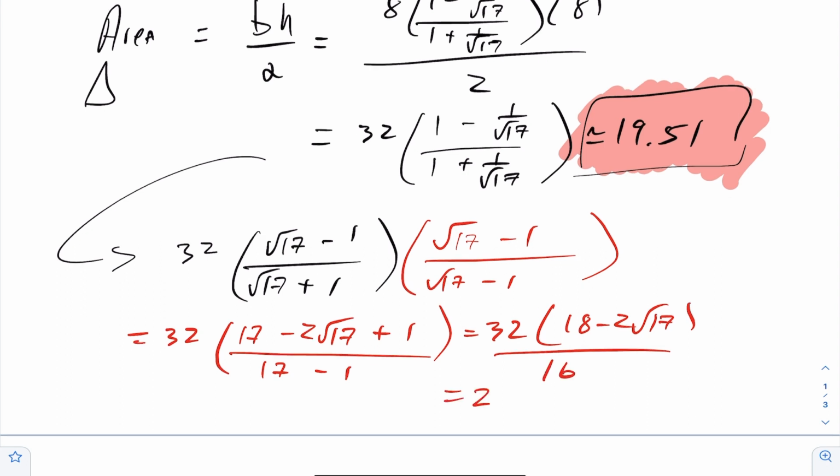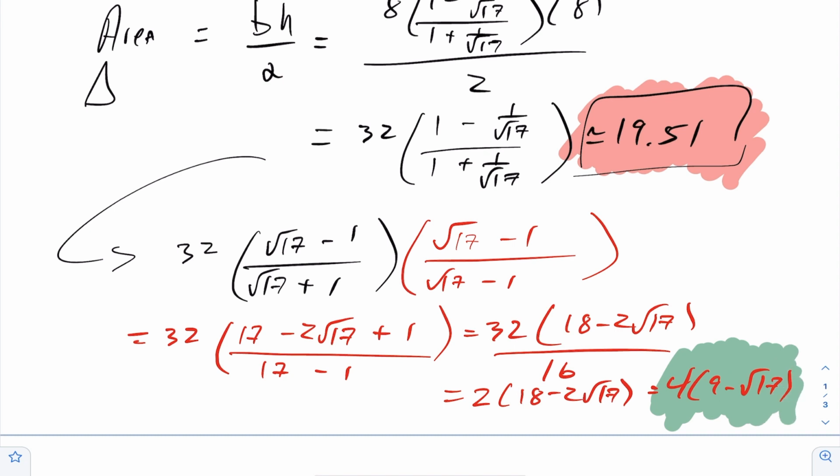And we end up getting 2 times 18 minus 2 root 17. There's another 2 trapped up in there. So this is going to end up being 4 times 9 minus root 17. And again, if you're looking to simplify this completely and express this as an exact value, you can write the area of this blue triangle as 4 times 9 minus root 17.